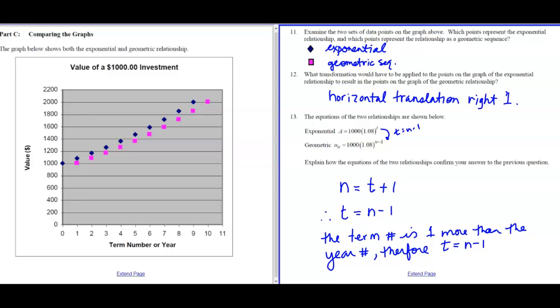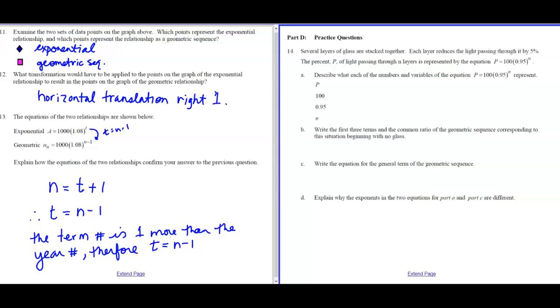Okay, so let's do at least the first practice question together on the right-hand side. Okay, so it says, several layers of glass are stacked together. Each layer reduces the light passing through it by 5%. The percent P of light passing through n layers is represented by this equation. So they've kind of done the hard work for you, really. They've come up with that equation. Describe what each of the numbers and variables represent.